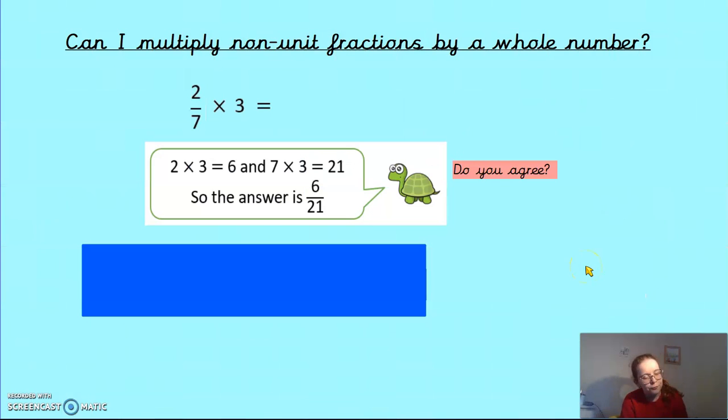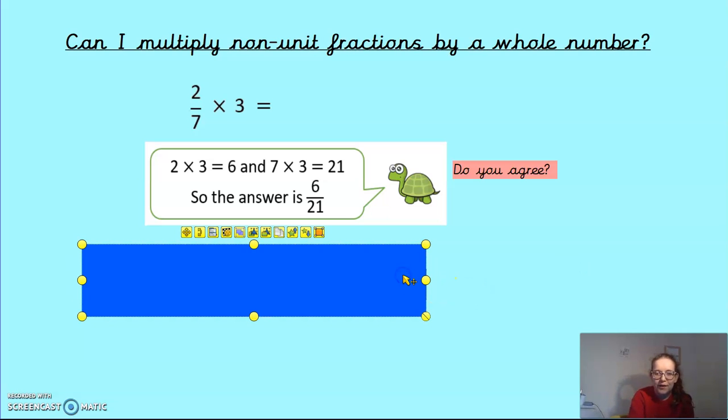Okay, here's my little turtle friend. He's seen the question 2/7 times 3, and he has decided that 2 times 3 equals 6 and 7 times 3 equals 21, so the answer is 6/21. Do you agree? Can you write down for me, is my turtle friend correct or incorrect, and why you think that? Think back to our multiplying knowledge that we worked on yesterday. When you're ready, I will show you whether I agree with him or not and why.